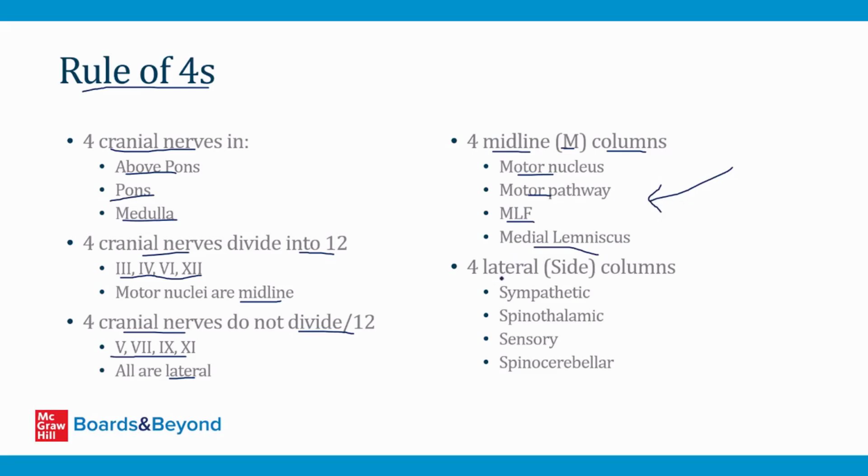Finally, the rule of fours says there are 4 lateral or side columns. They all start with the letter S for side. These are the sympathetic column, the spinothalamic column, the sensory and spinocerebellar columns. Broadly speaking, this is the rule of fours mnemonic shown right here. You can see that all of these things are easy to remember because they have the number 4 involved. And also in terms of the tracts or columns, the midline ones start with the letter M and the side or lateral ones start with the letter S.